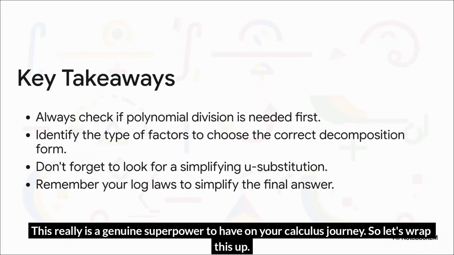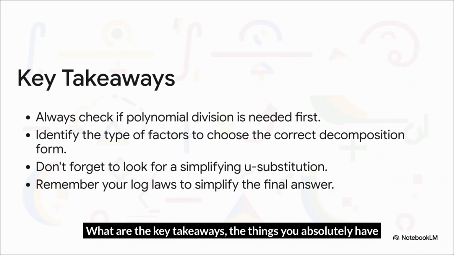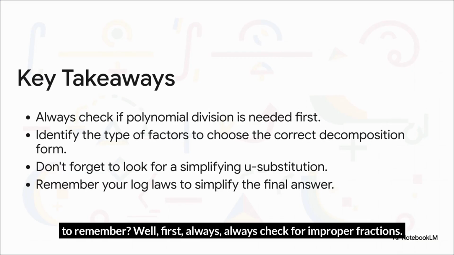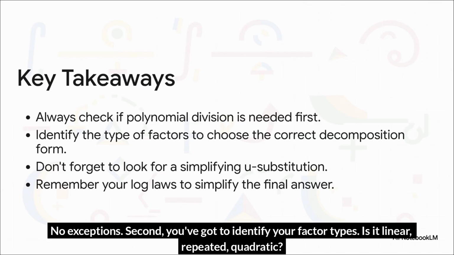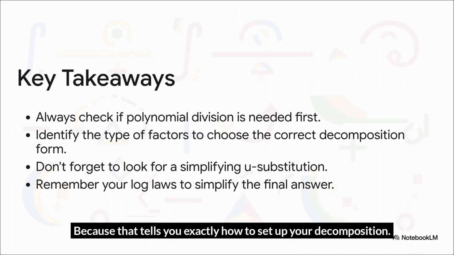So, let's wrap this up. What are the key takeaways, the things you absolutely have to remember? Well, first, always check for improper fractions. If the power on top is the same or bigger than the bottom, you have to do polynomial division first. No exceptions. Second, you've got to identify your factor types. Is it linear, repeated, quadratic? Because that tells you exactly how to set up your decomposition.